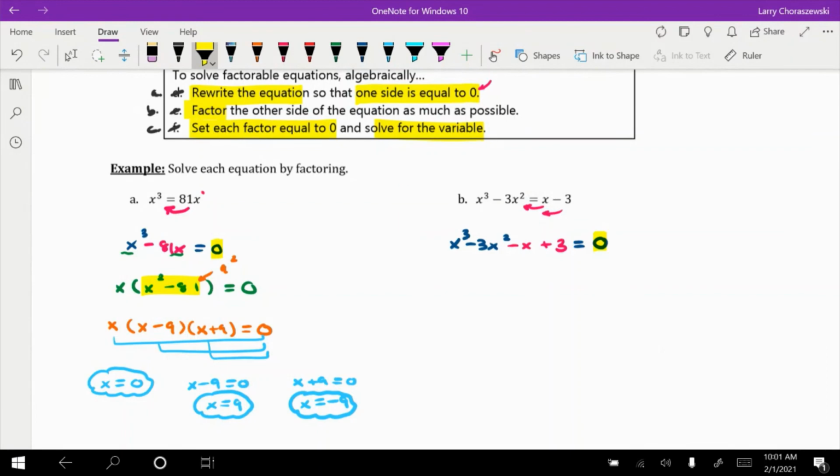Now the expression on the left is a 4-term polynomial. So any suggestions as to what factoring technique we might want to start out with, since there are 4 terms? Starts with a G. Yep, grouping. So we'll group together the first 2 terms. And keep in mind the third term is negative. So we want to be sure to include the minus sign when we group off our last 2 terms.